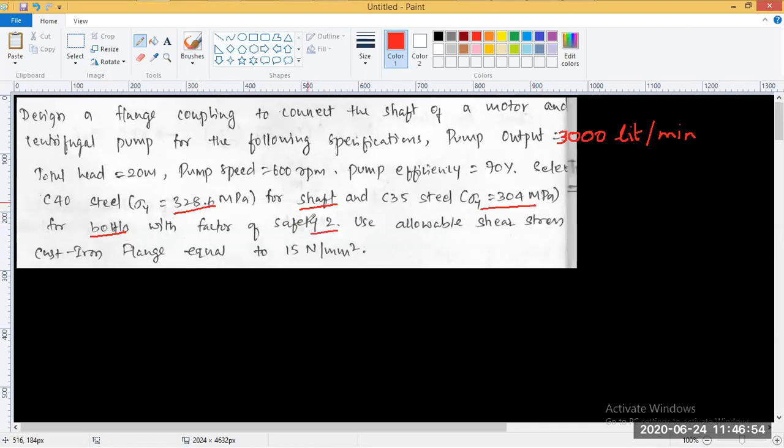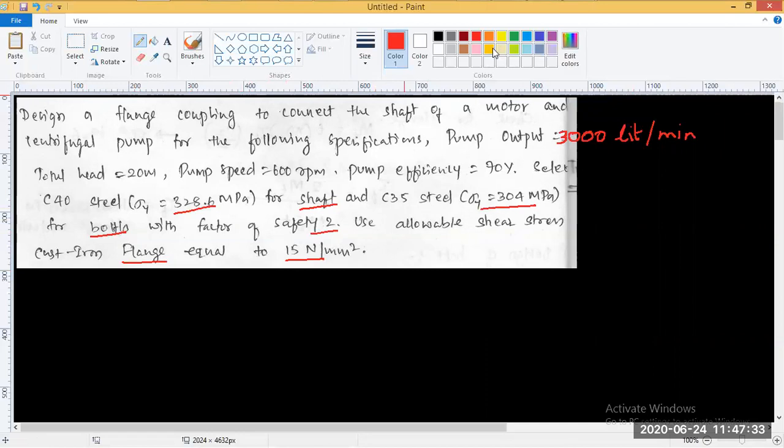Once he mentions factor of safety, you are supposed to divide by that for the allowable stress; you should not use the same value. Also, if he gives the yield stress, you can find the shear stress of that material. This is the yield stress for the shaft and yield stress for bolts, so with this we can find the shear stress if the need arises. We use allowable shear stress for cast iron flanges, which is also given. So you have this much value.